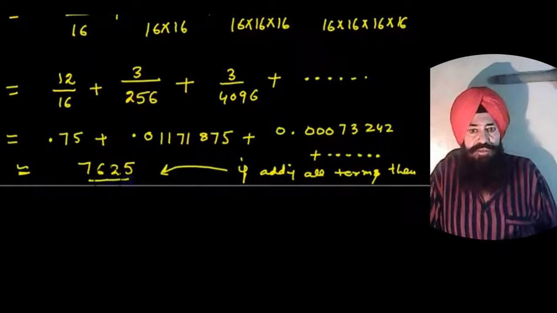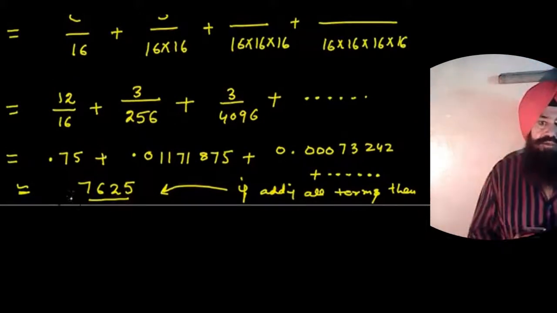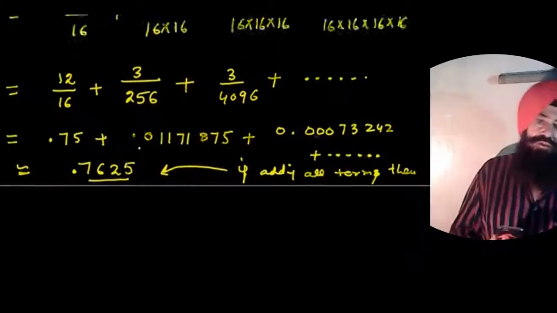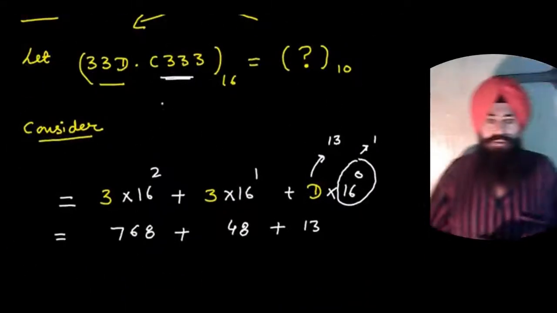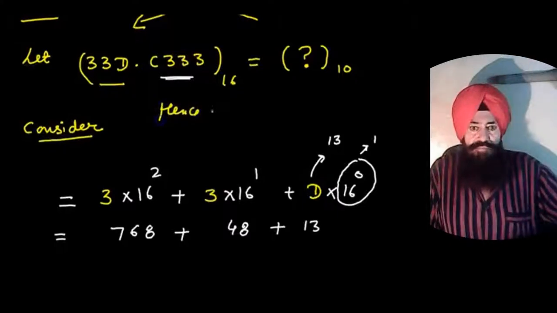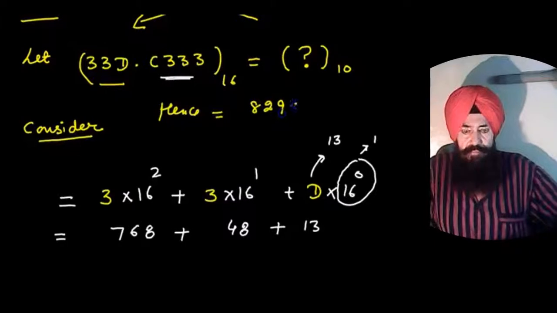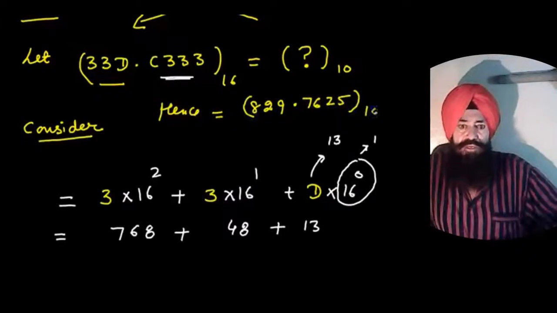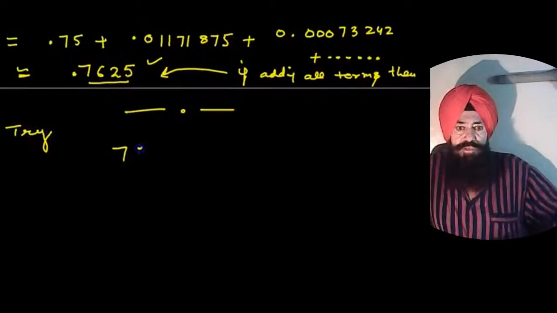If adding all the numbers, then we'll get 6.7625. So that's the back calculation. I think it's very easy. Hence our result is 829.7625 in the decimal system. Now try yourself.